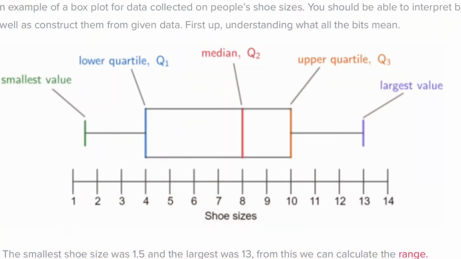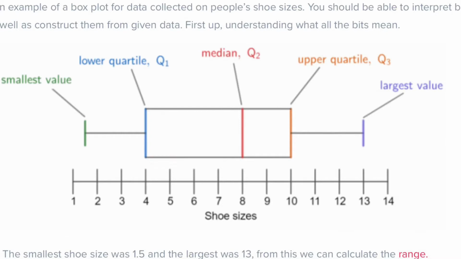Here we have a box and whisker chart showing data about people's shoe sizes. If you look at the bottom in the green, you can see that the smallest shoe size we had was a 1.5. And if you look at the purple, the largest was a size 13.